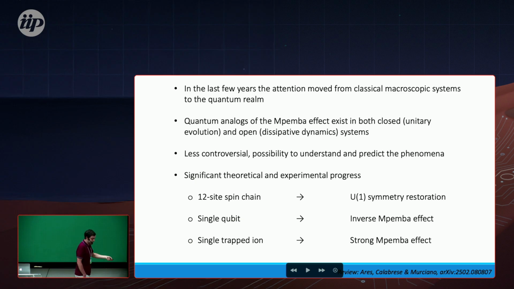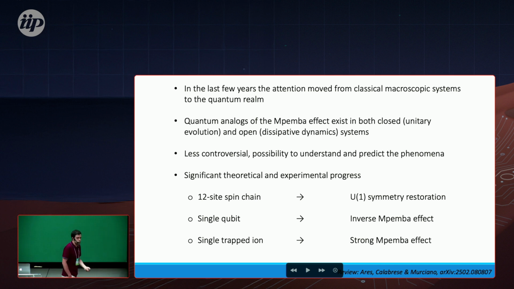So the classical Mpemba effect is really difficult to detect, and people are focusing on quantum systems because they are much easier to investigate. And indeed, in the last few years, there were many proofs of the Mpemba effect in simple qubit experiments. People were able to observe it in a closed system, but also in a single qubit they observed the inverse Mpemba effect that happens when we raise the temperature, or also the strong Mpemba effect that happens when the system relaxes exponentially faster.